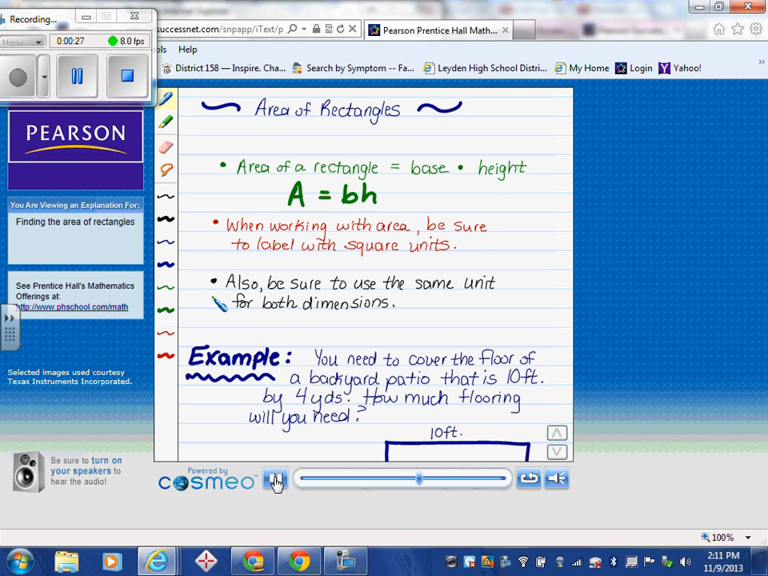A couple of things to point out when working with area. First of all, be sure that you label your units with square units. If you're working with inches, it will be square inches. If you're working with feet, square feet. Also be sure in regards to your units that you're working with the same unit for both dimensions. And we'll run into this problem as we look at our example.